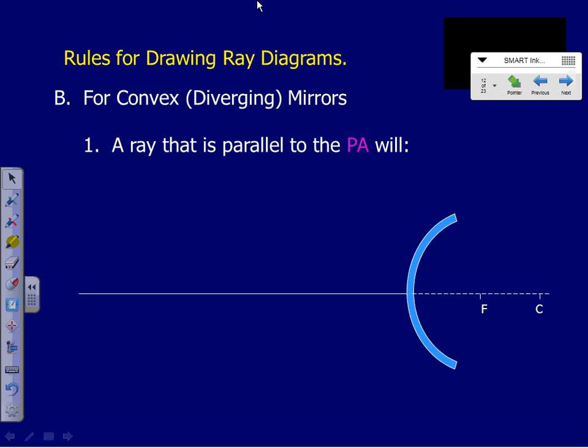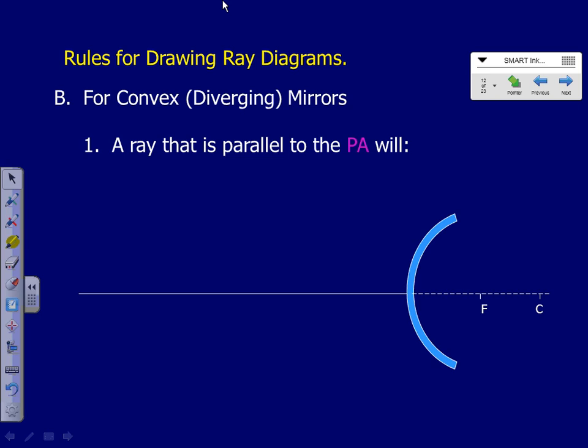And you could write down rules for ray diagrams for convex or diverging mirrors. There's rule number 1. I'm going to draw them up with you.